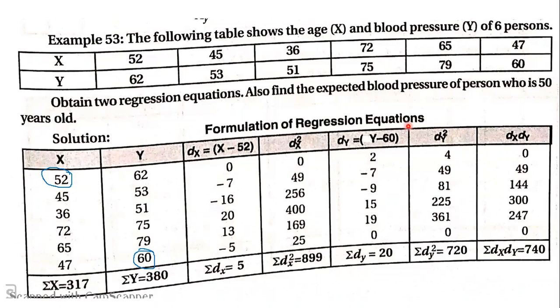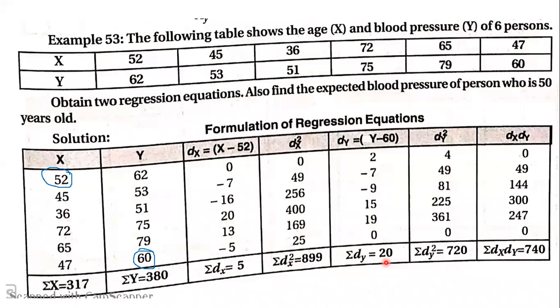Now similarly, let us find the deviations from y. That is, for y here, I have considered 60 as the assumed mean. So when I consider 60 as the assumed mean, y minus 60. So 62 minus 60 is 2. 53 minus 60 is minus 7. 51 minus 60 is minus 9. 75 minus 60 is plus 15. 79 minus 60 is 19. 60 minus 60 is 0. So here sigma dy is nothing but 20.